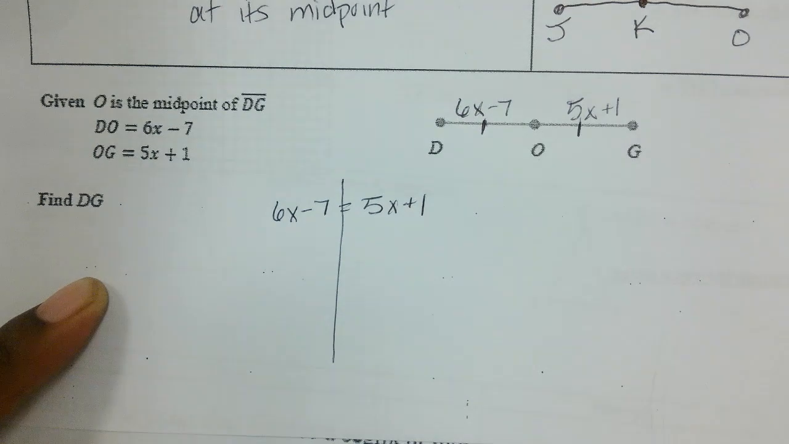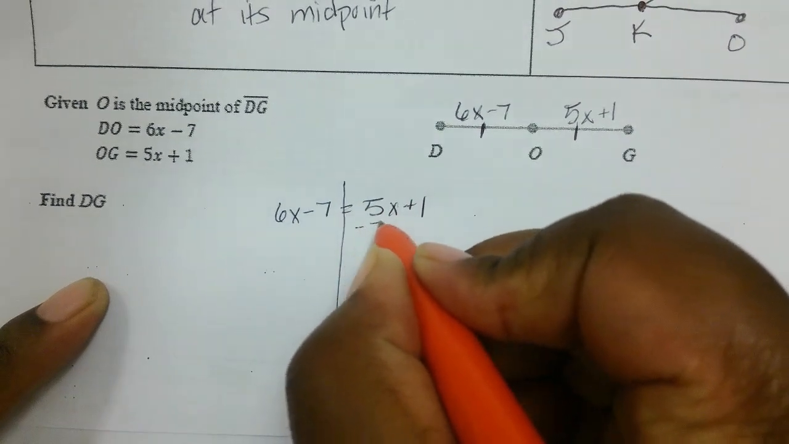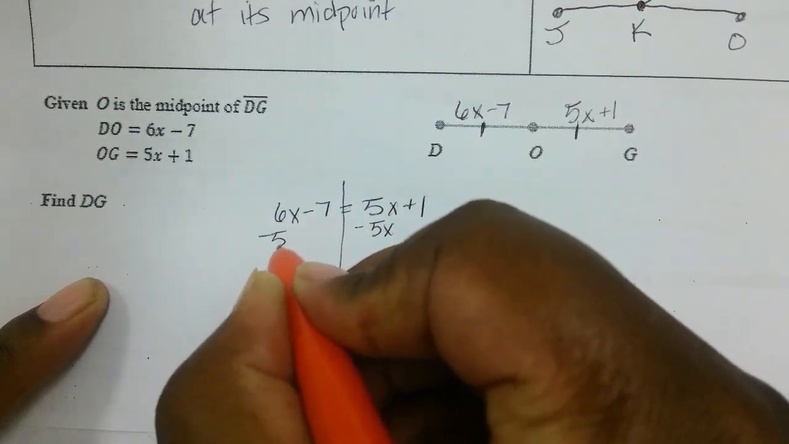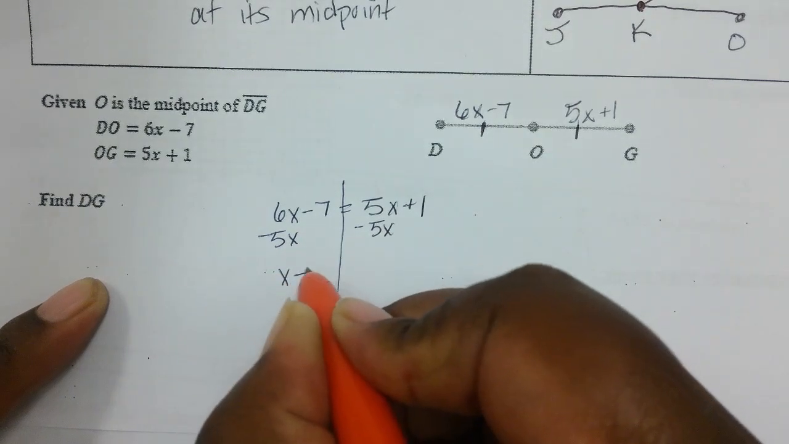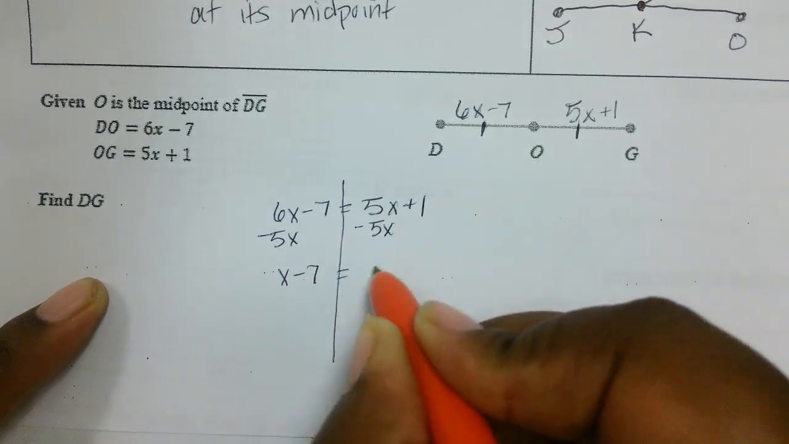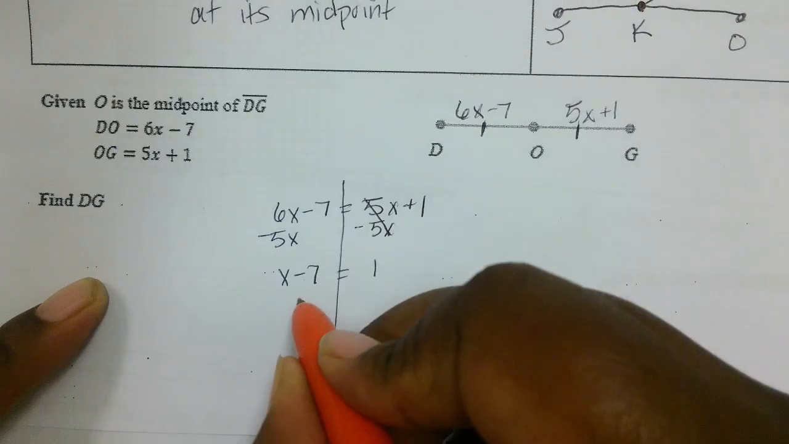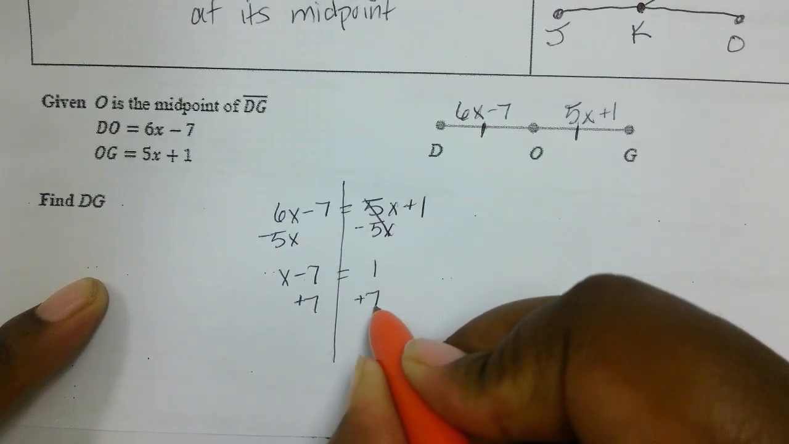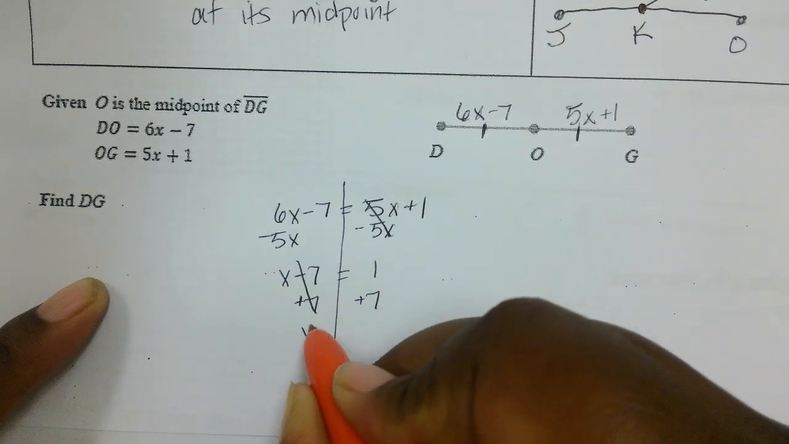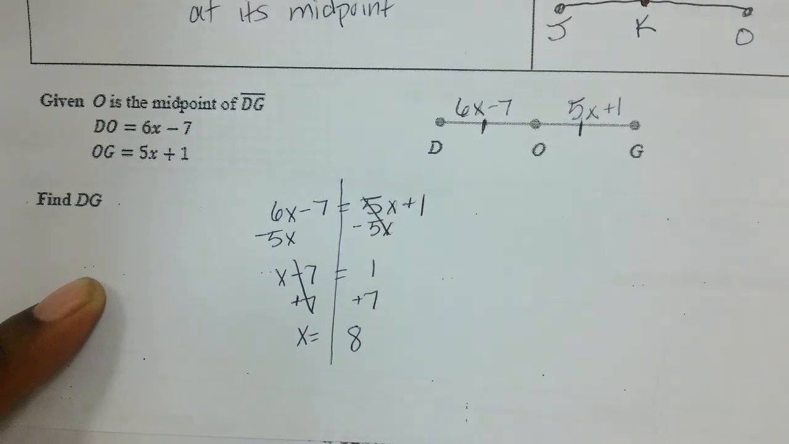To solve it, I'll draw my line. I'll get my variable to one side. I've got to do the opposite. So I'm subtracting 5x. x minus 7 equals 1, because that canceled out. Then I'm going to add 7 to both sides. Again, I've got to do the opposite. This cancels out. x equals 8.